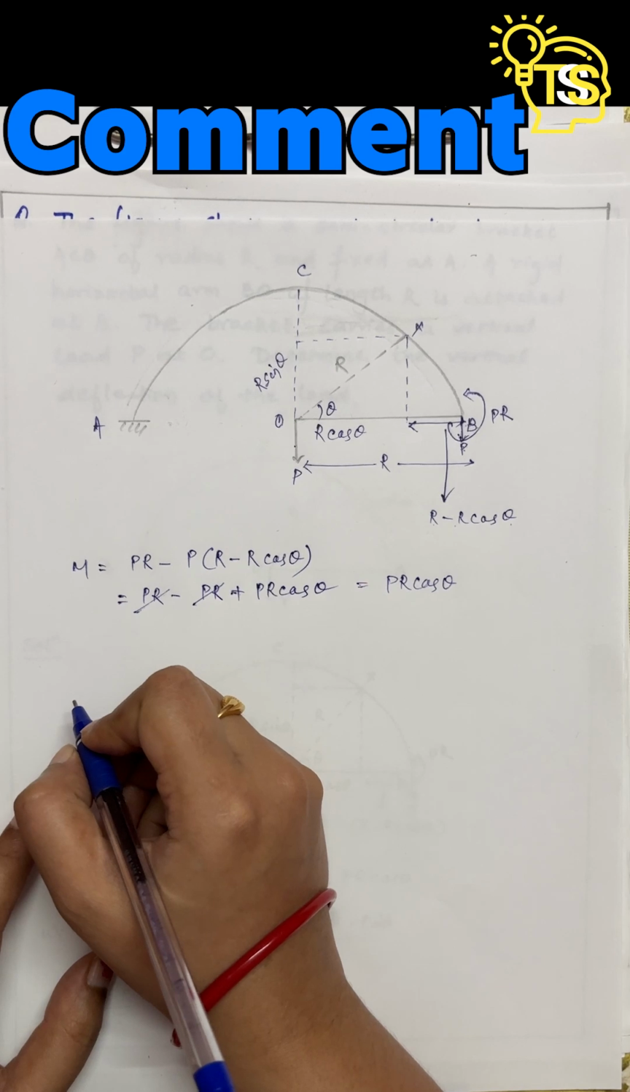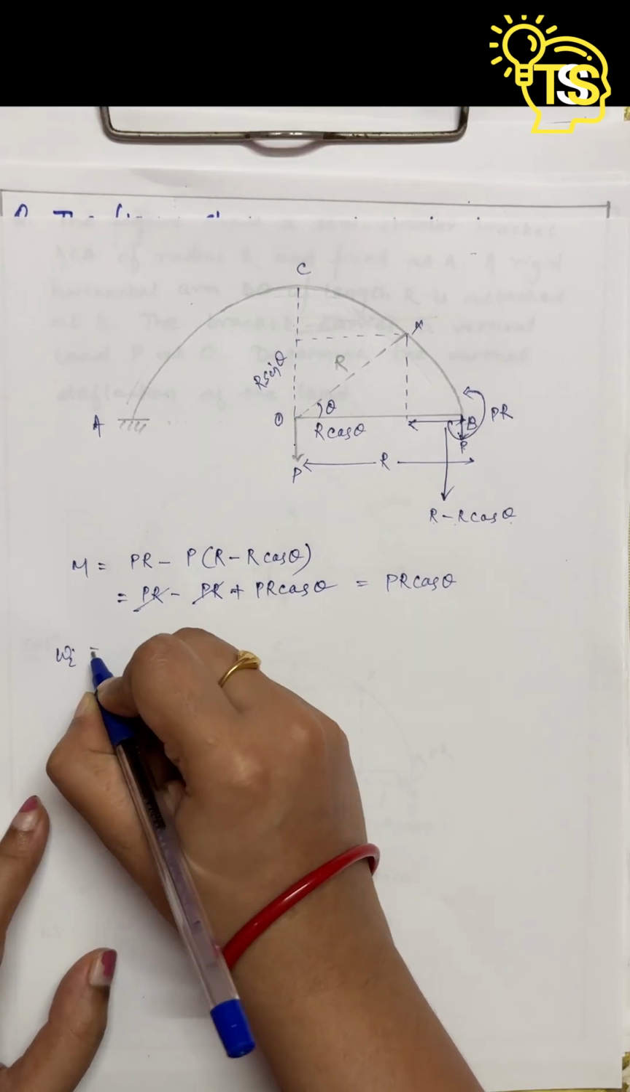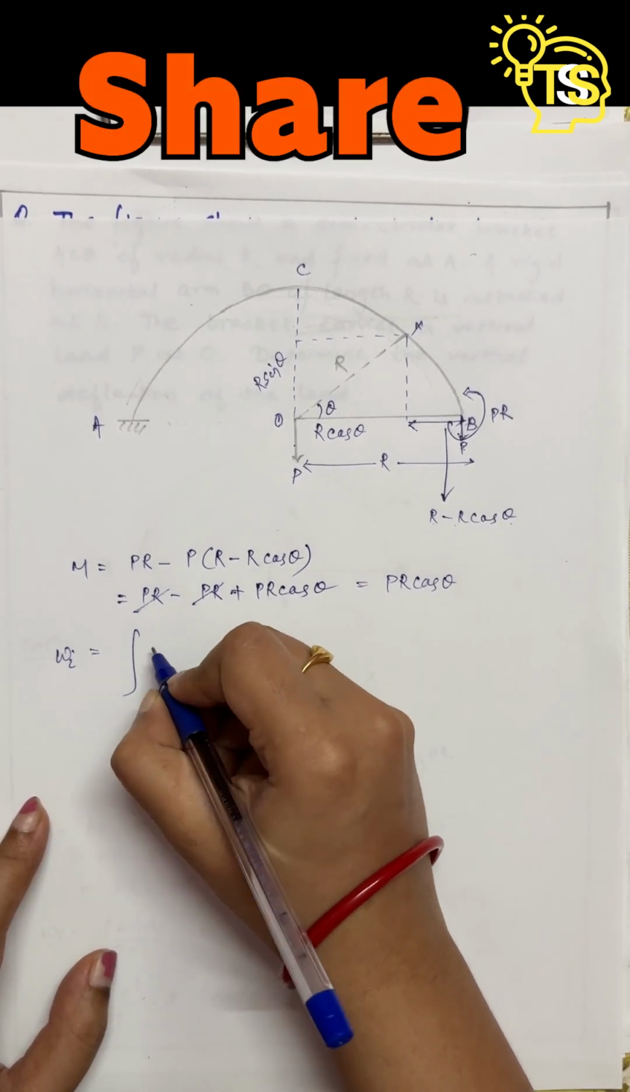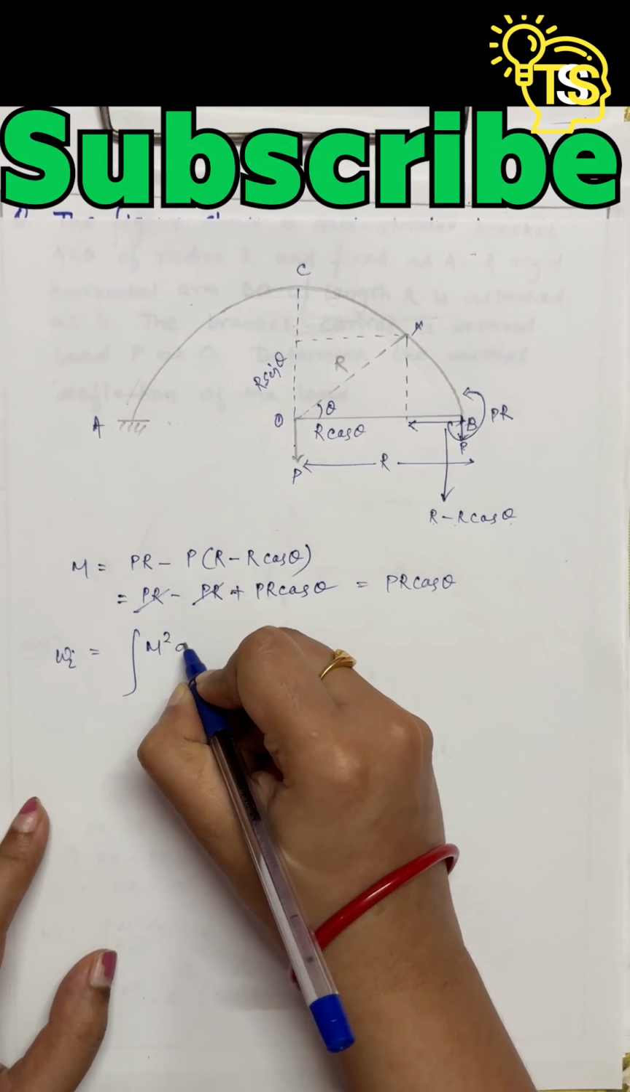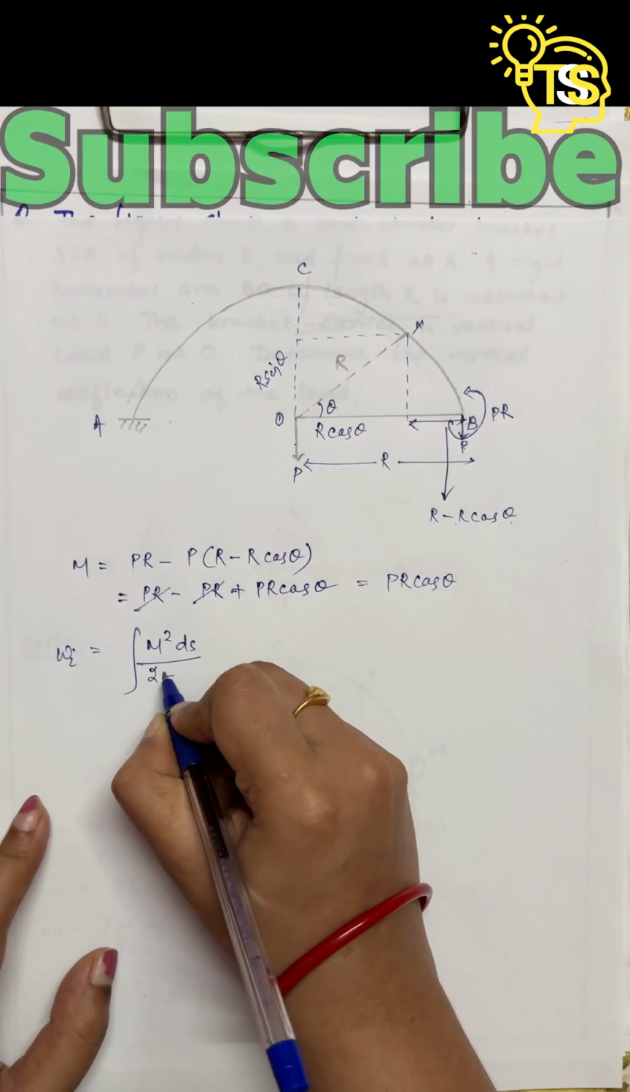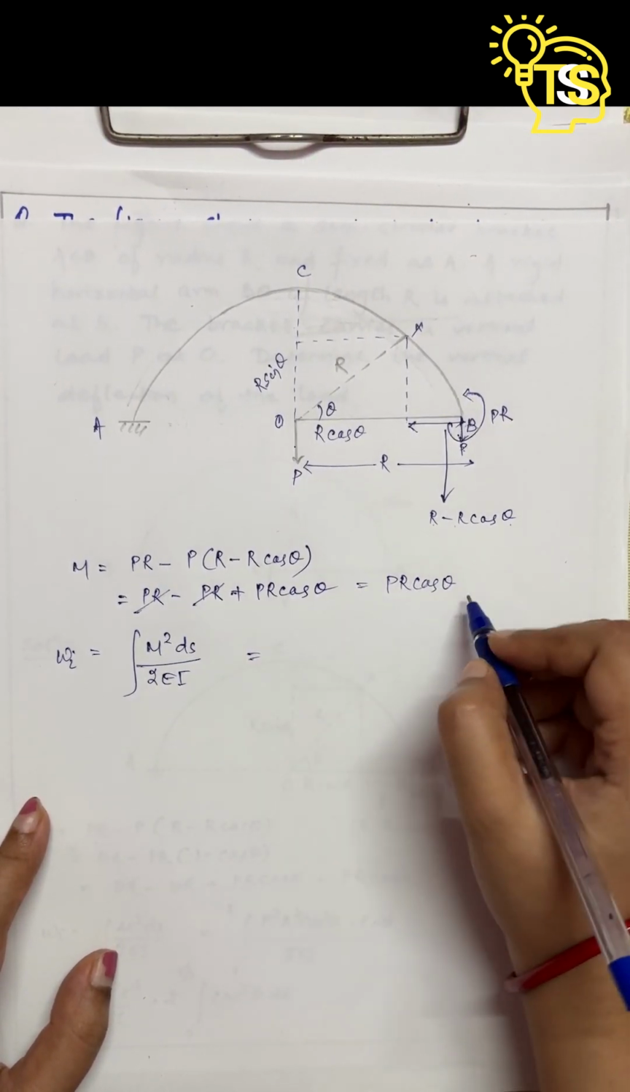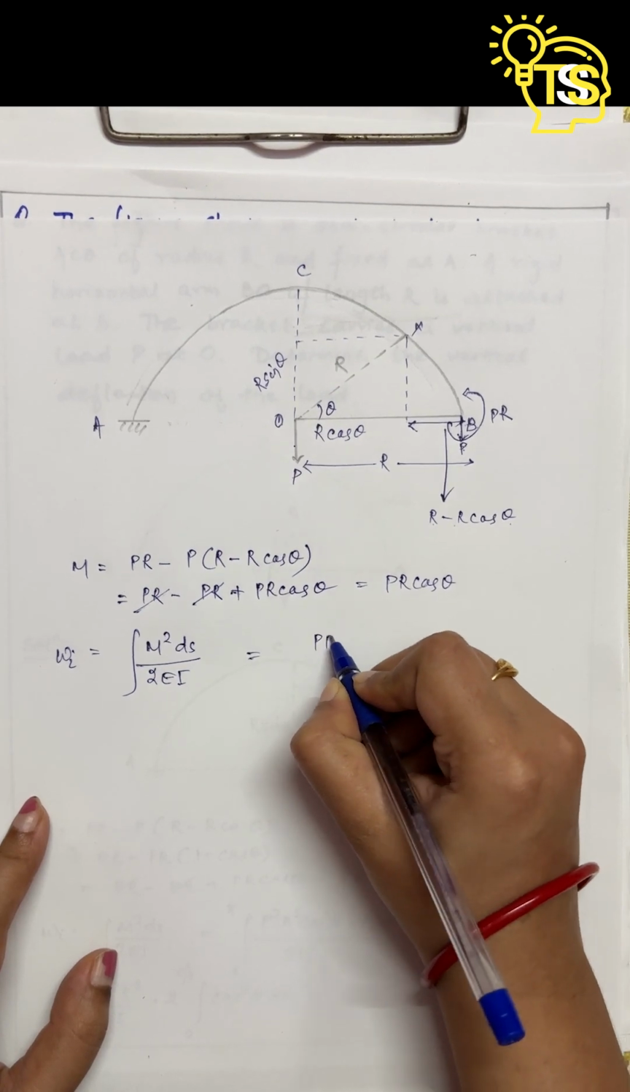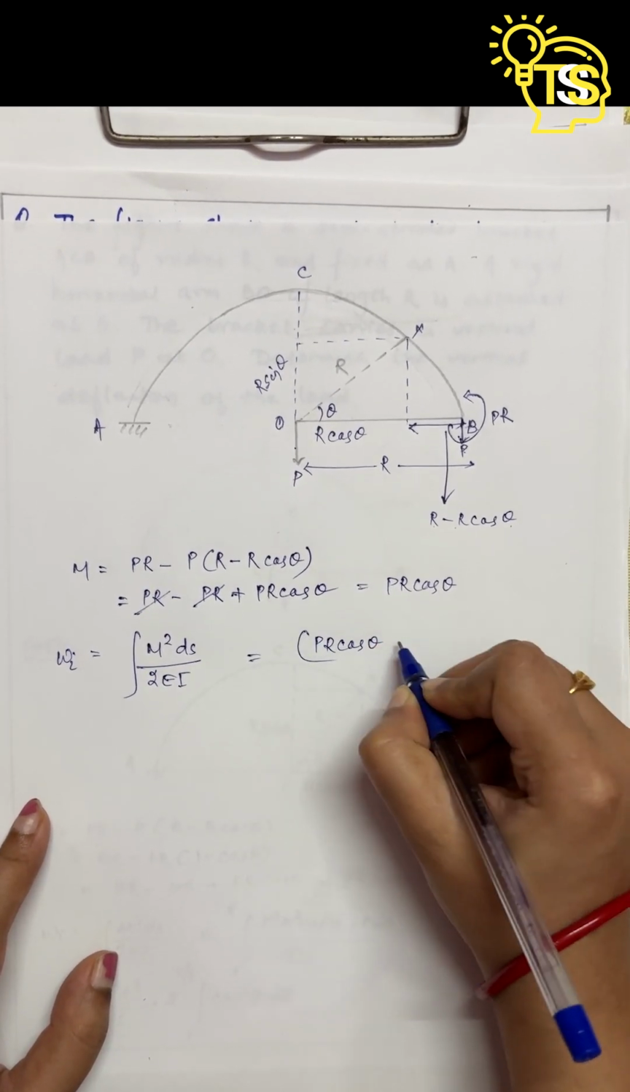Now let's calculate the strain energy, that is Wi. The value of strain energy is integration of moment square into ds upon 2EI. In place of moment we will write Pr cos theta. Pr cos theta whole square.